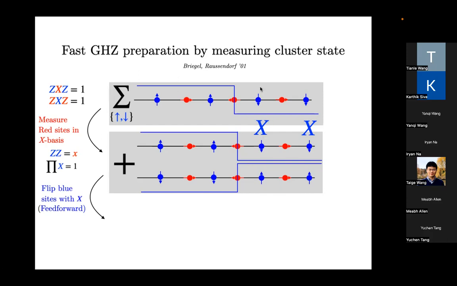Right, so it's depth 2 to just prepare this, and now we measure. And now using the information of the measurement outcome, you can fix this. So we know where the domain walls are.